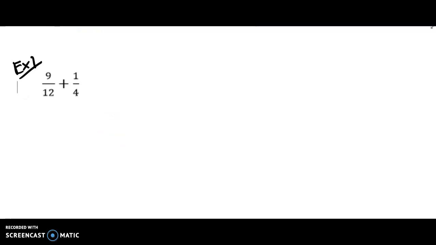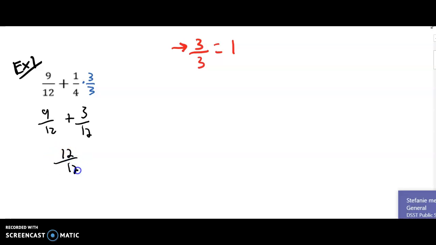Okay, so I can see here I need the 4 to match the denominator of 12. I can do that by multiplying by 3 over 3. We are allowed to multiply by 3 over 3 because it's really just 1. So then I have 9 over 12 plus 3 over 12 is 12 over 12 is 1. Great, let's do another one.